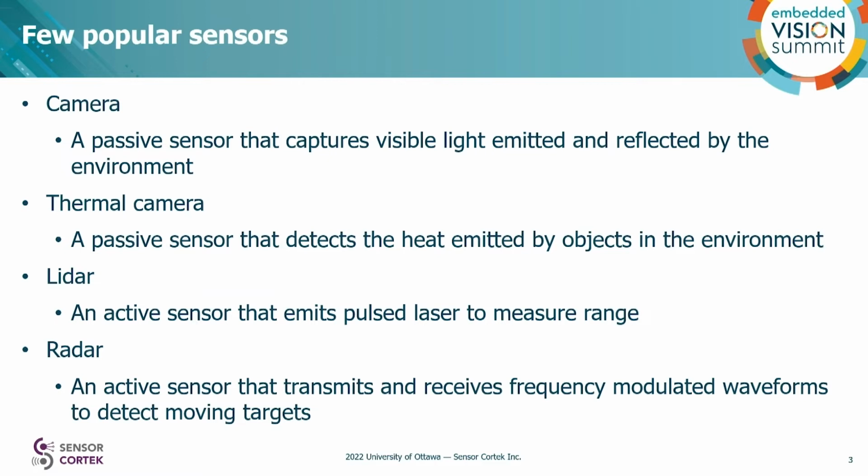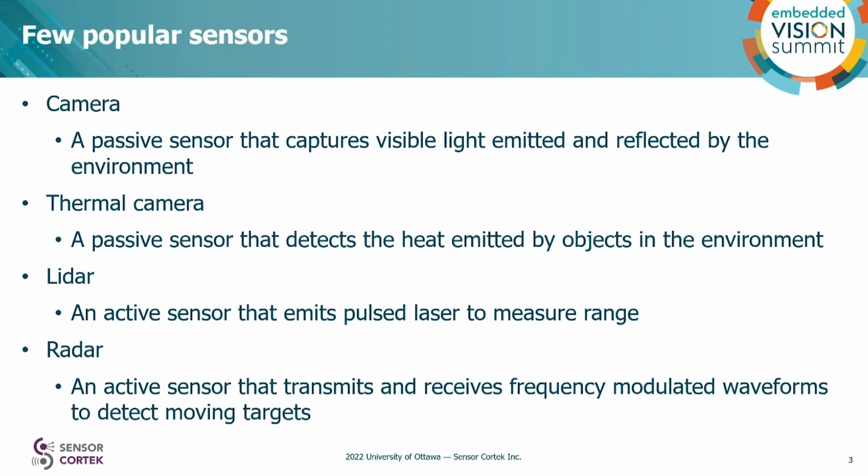Just to quickly go over the main sensors that are used in the context of perception systems. The camera, obviously, is a passive sensor that relies, however, on an active source of light, and the camera will capture the reflection of this light on the environment. The thermal camera detects the heat emitted by warm bodies in the environment.